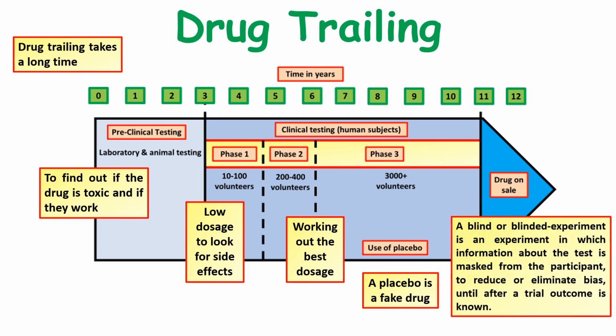During the phase 3 trial, a blind or double-blind experiment is used. This is an experiment in which information about the test is masked, so hidden from the patient, to reduce or eliminate bias. Nobody knows whether they've been given a real drug until after the trial. After this, the drugs can then go on sale, but they will still be monitored for a few years.